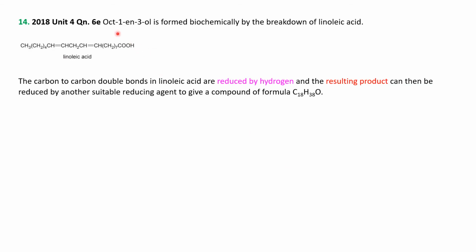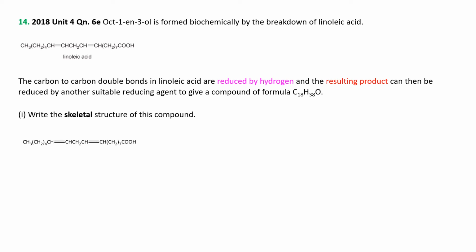And finally, oct-1-en-3-ol is formed biochemically by the breakdown of linoleic acid. There's linoleic acid. Carbon-to-carbon double bonds are reduced by hydrogen. The resulting product can then be reduced by another suitable reducing agent to give a compound of formula C18H38O. Okay, so what's the skeletal structure of this compound?